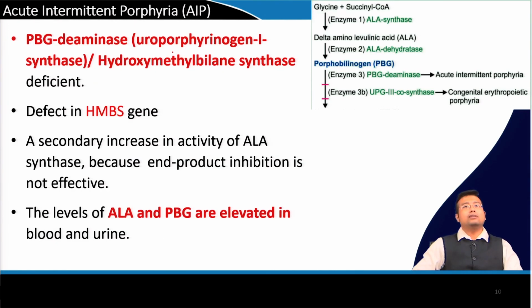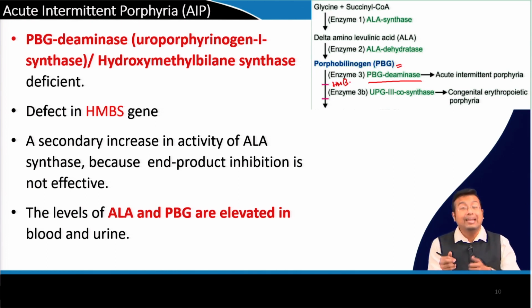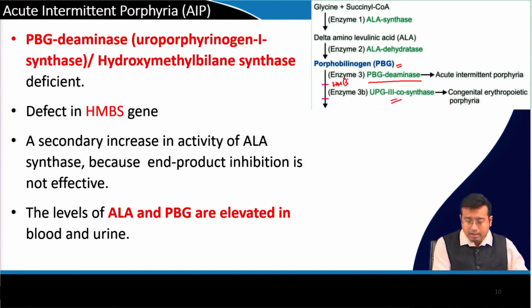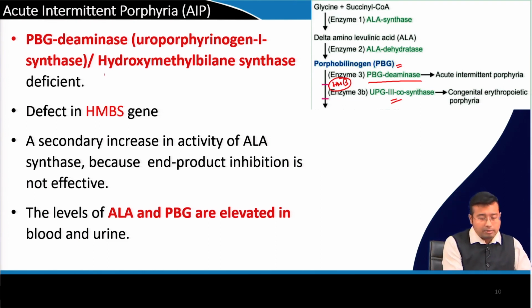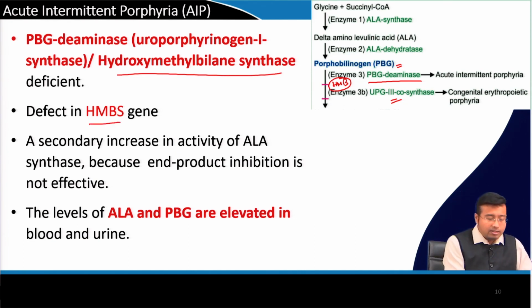So, let us discuss the first important porphyria, that is acute intermittent porphyria. This is the stage where this enzyme is inhibited. So, there will be no synthesis of uroporphyrinogen 3. After porphobilinogen there was synthesis of hydroxymethylbilane, so basically hydroxymethylbilane synthesis will be hampered, not urobilinogen. There is a deficiency of the enzyme hydroxymethylbilane synthase or porphobilinogen deaminase, which is coded by the HMBS gene.